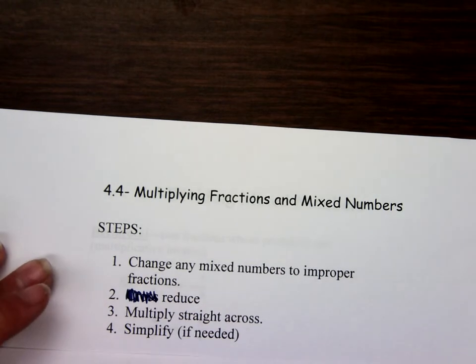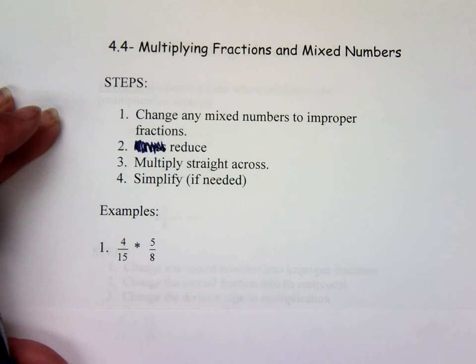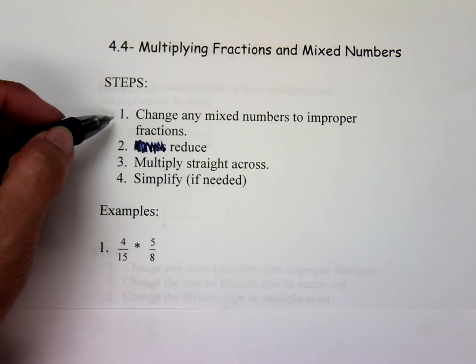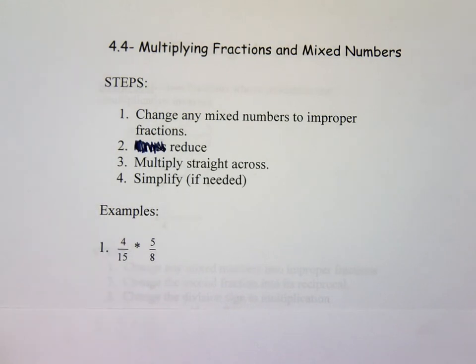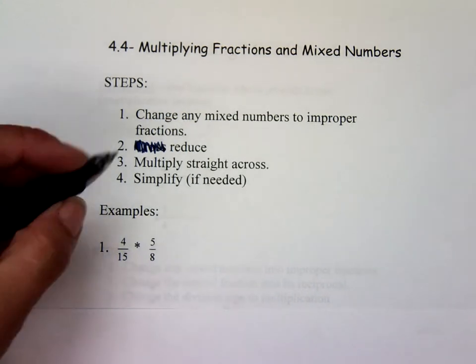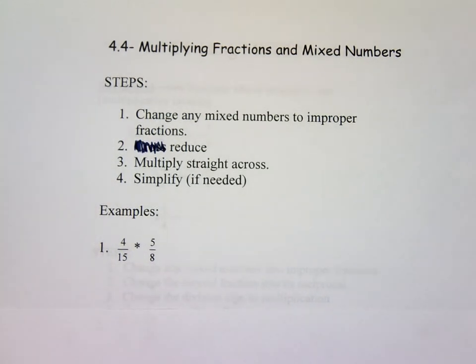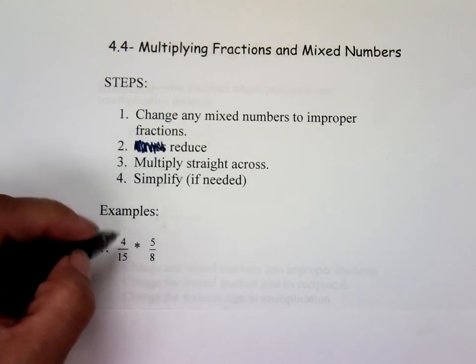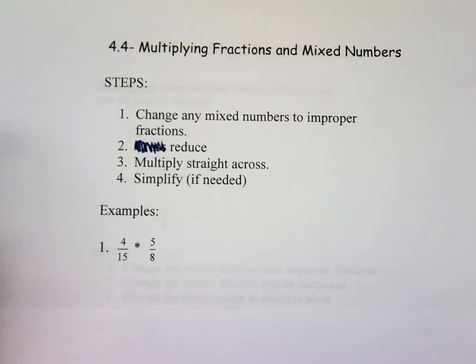So here's your examples. Let's look at number 1. Says 4/15 times 5/8. So step 1 says to change any mixed numbers. So do we have any mixed numbers here? We don't, so we don't have to do anything about changing it to an improper fraction. So now when we have to reduce, we are going to reduce diagonally. You have to have a numerator and a denominator to be able to reduce.